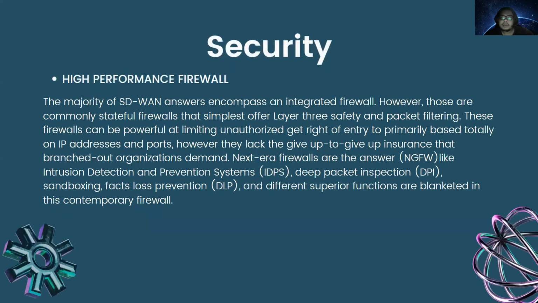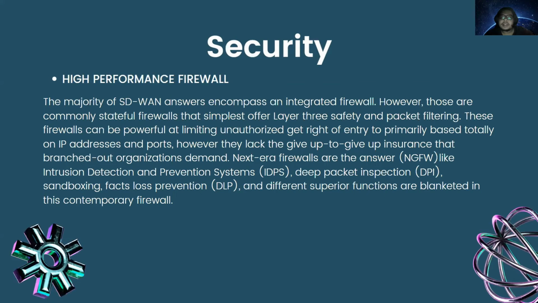In terms of security, we need to use a high-performance firewall. The majority of SD-WAN solutions include an integrated firewall. However, these are stateful firewalls that offer only layer 3 security and packet filtering. This firewall can be powerful at limiting unauthorized access based on IP address and port. However, they lack the end-to-end coverage that branch-out organizations demand. The answer to this is to use a next-generation firewall, where intrusion detection and prevention system, IDPS, deep packet inspection, DPI, sandboxing, data loss prevention, and other advanced features are included in this modern firewall.